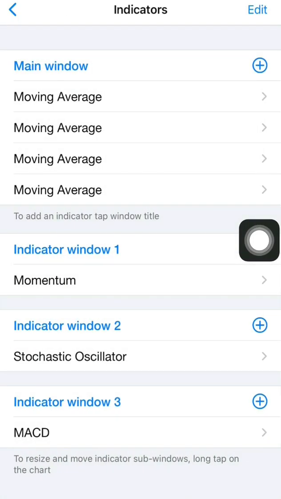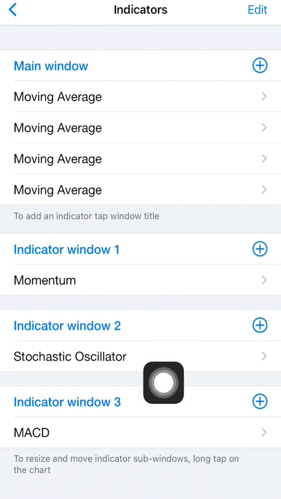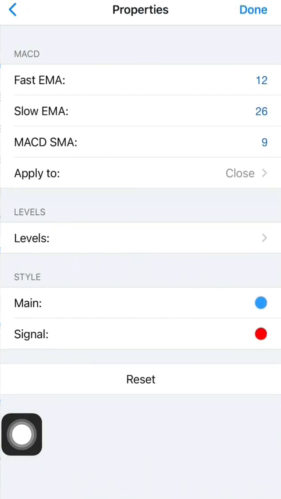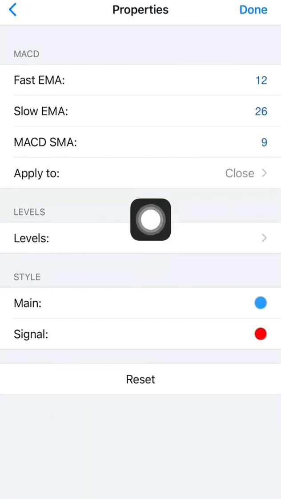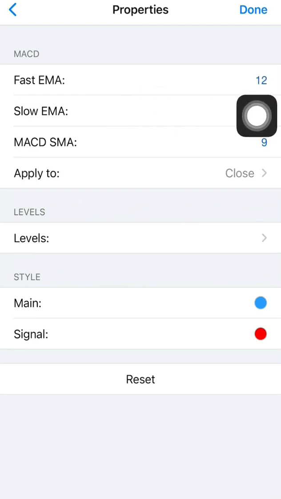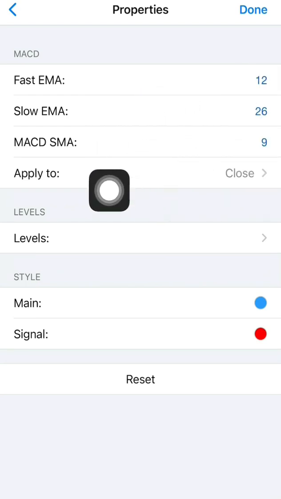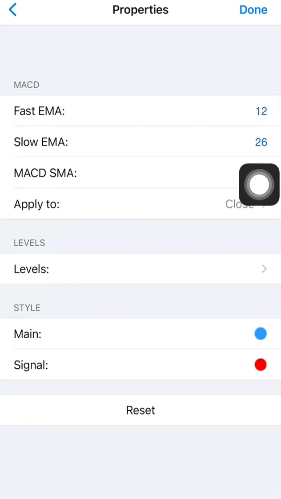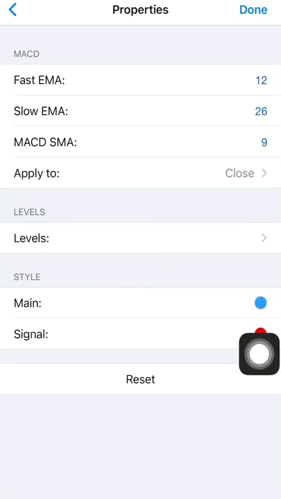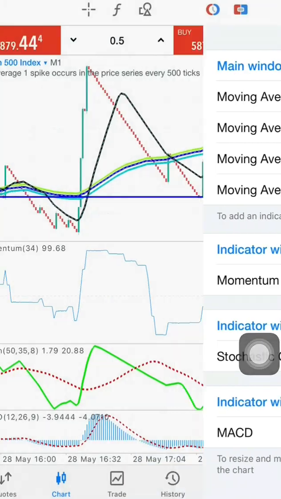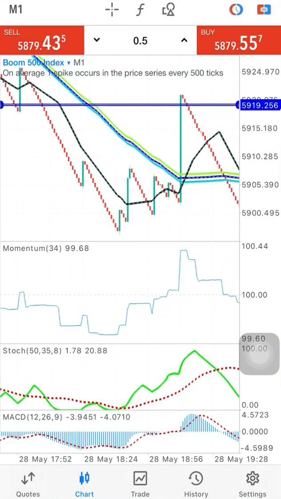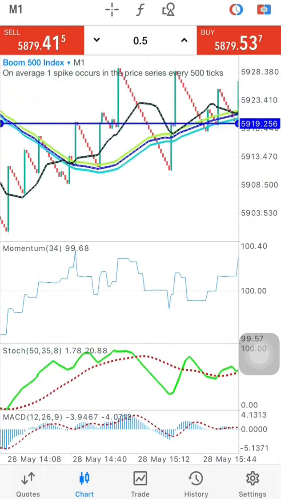Then done. The last one we are using is MACD. Fast EMA should be 12, slow EMA should be 26, MACD SMA should be 9. Apply to close. Use any color that you care for. That is the settings, guys. So that is it. It's very easy. That's how you use it.